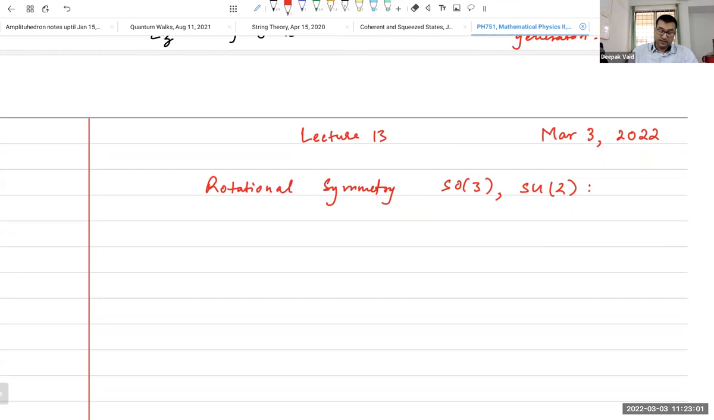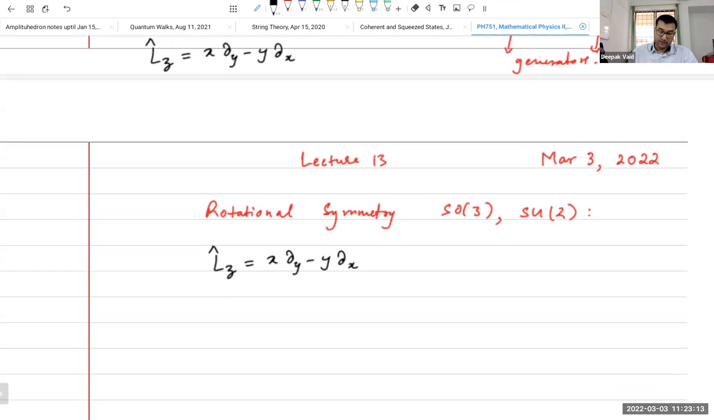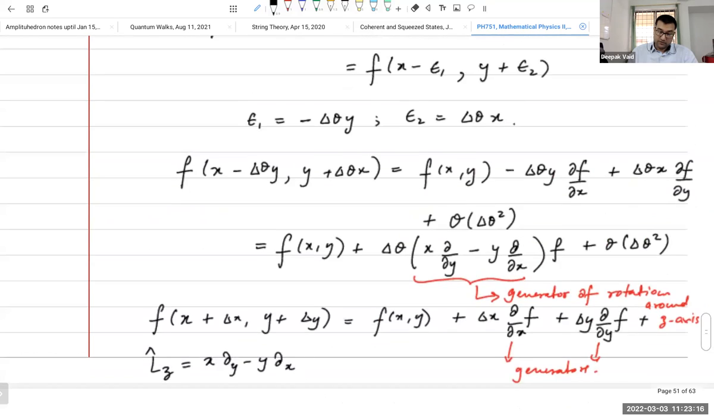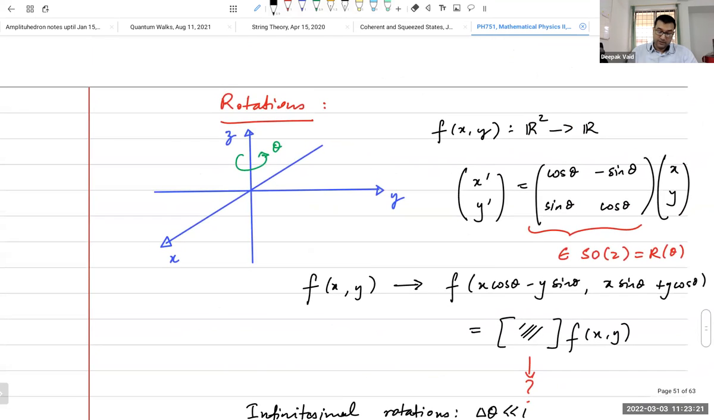So rotational symmetry is what happens when you have a system which is invariant under rotation, right? So what is the statement? The statement is the following. We start with some function which is defined on a plane. Well, for the time being, I've taken it as being defined on a plane. You can take it to be a function defined in three dimensions, x, y, z. But I'm just ignoring the z dependence for the time being.